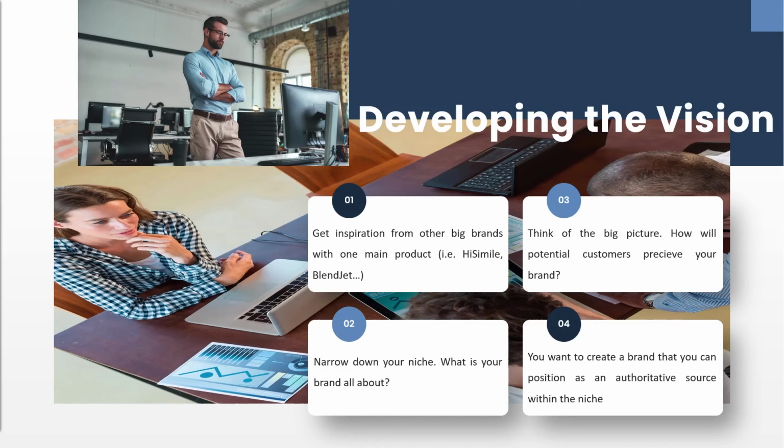When you have one product, this will be a much easier process for you to do, but when you have a general store or niche store, that will be much harder to just focus on a product and make everything about that product. The third one is think about the bigger picture. How will potential customers perceive you as a brand?